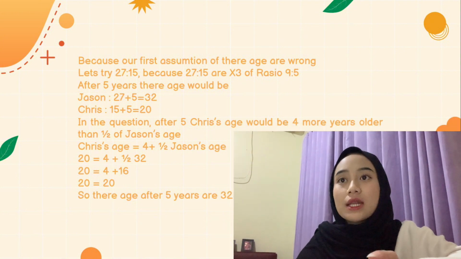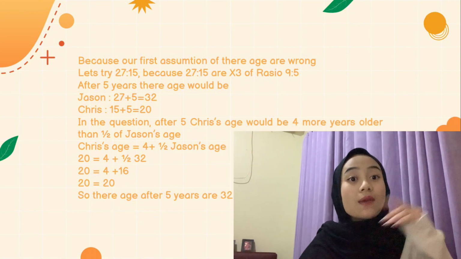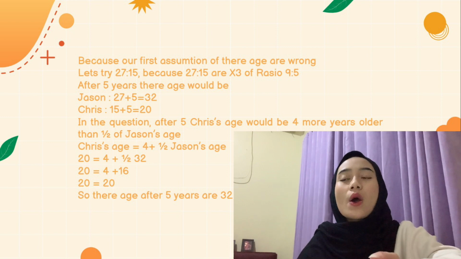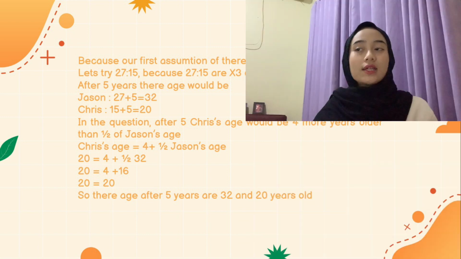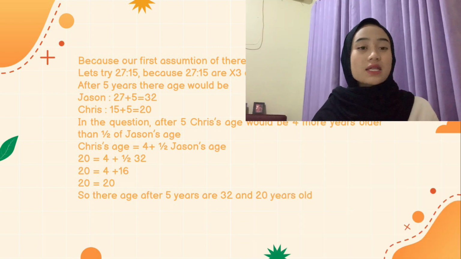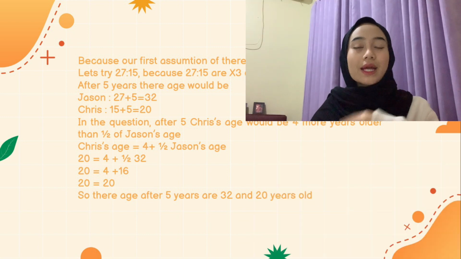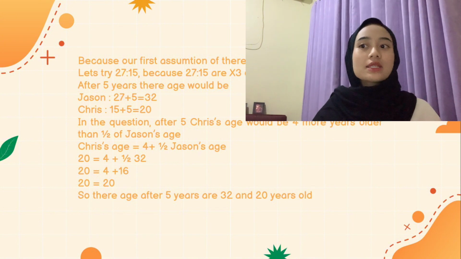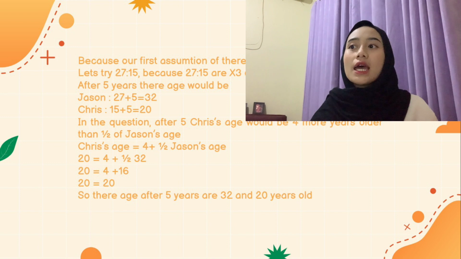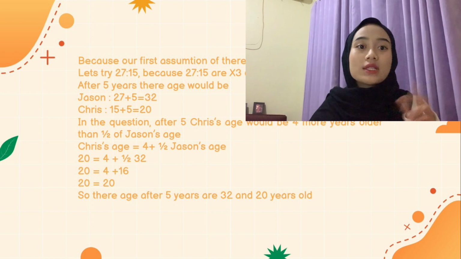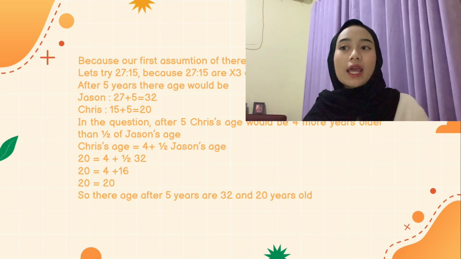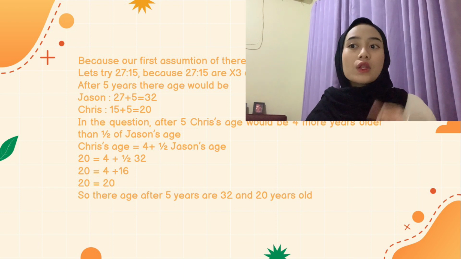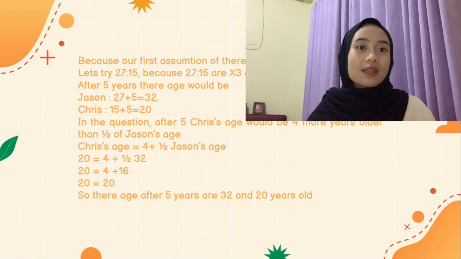But the question is, how old are the boys now? So their ages, we minus 5. Jason's age, we minus 5: 32 minus 5 is 27, and Chris's age is 20 minus 5 is 15. So their ages now are 27 and 15 years old.